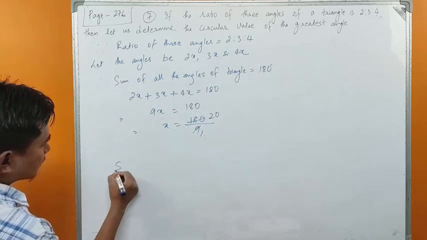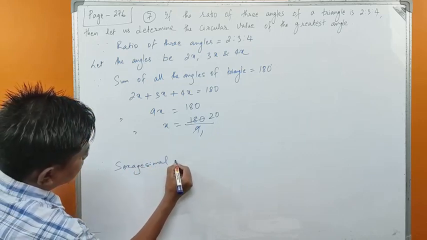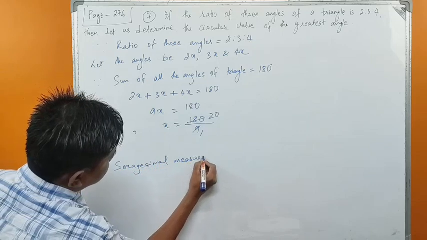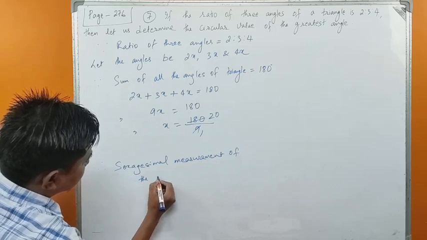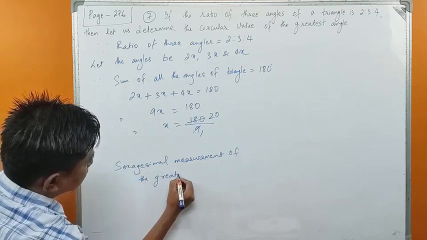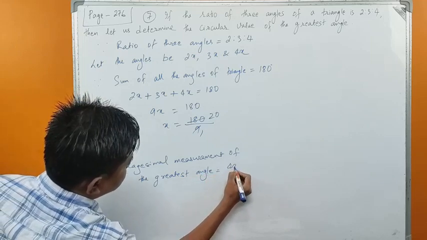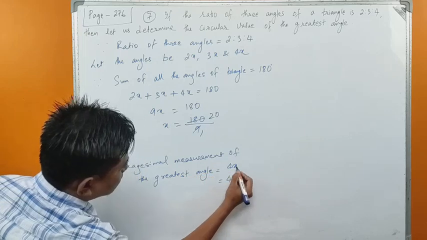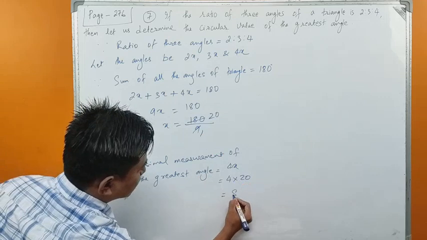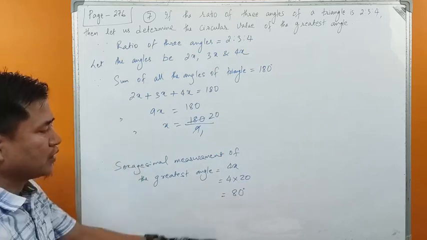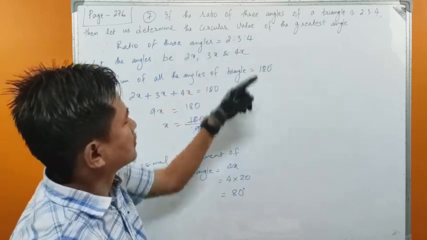Therefore, the sexagesimal measurement of the greatest angle equals 4x. So 4 into what is x? x is 20. 4 into 20. So 4 2 is 8, this 0 we write here, 80 degree. So this is the sexagesimal measurement, but we are asked to find the circular value, isn't it?